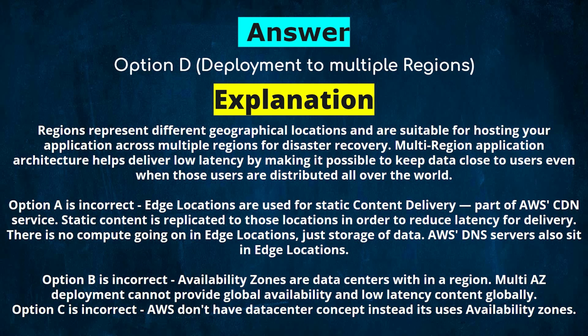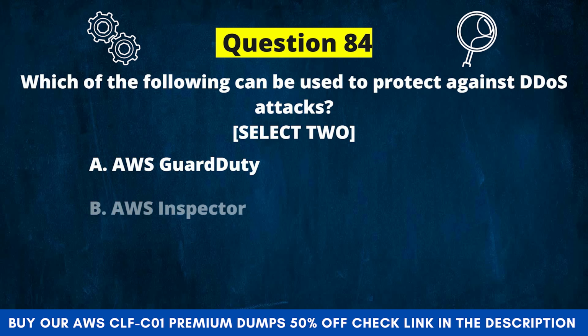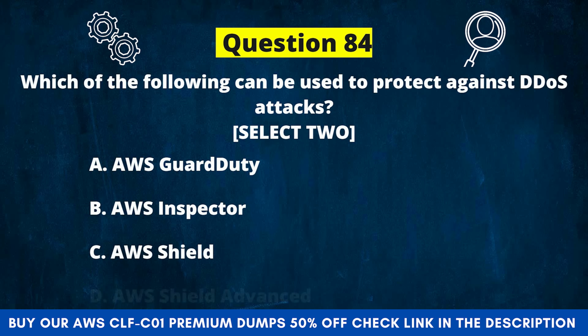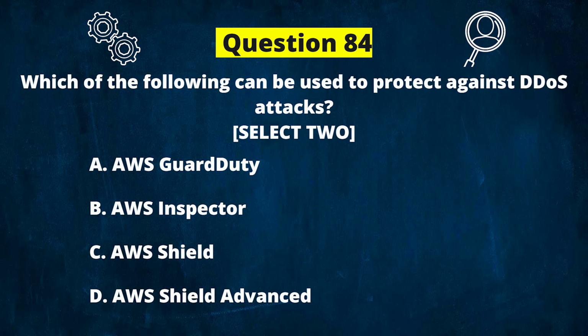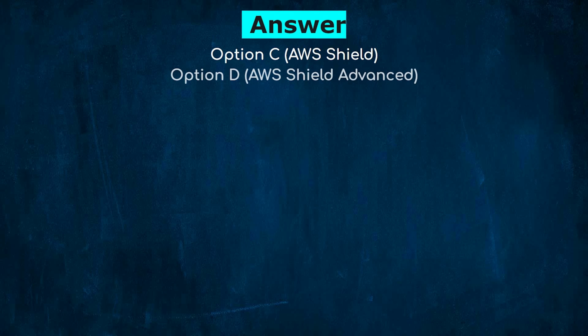Next question. Which of the following can be used to protect against DDoS attacks? Select two options. And the options are A. AWS GuardDuty, B. AWS Inspector, C. AWS Shield, D. AWS Shield Advanced. And the correct answer is option C. AWS Shield and D. AWS Shield Advanced.